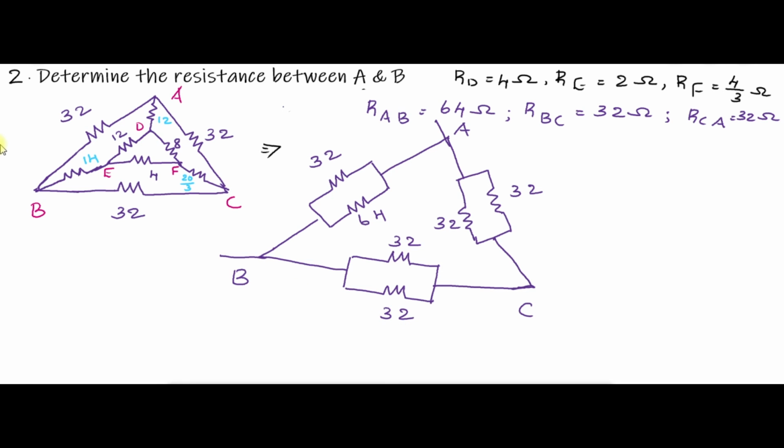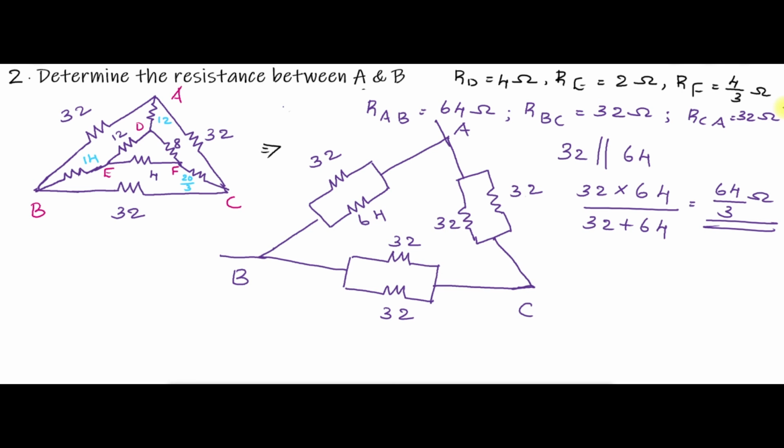Now you have to calculate 32 parallel with the 64. Total resistance is equal to 32 multiplied by 64 divided by 32 plus 64, which is equal to 64 by 3 ohm. So you will be getting 64 by 3 ohm.